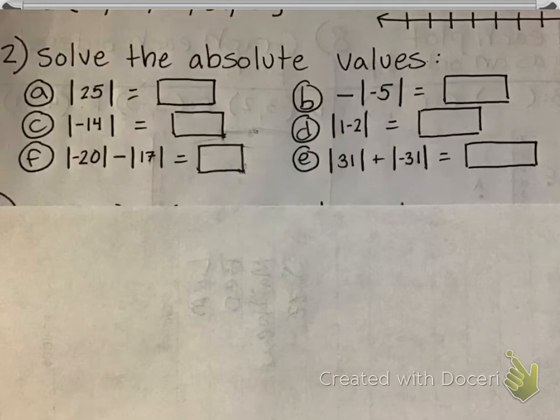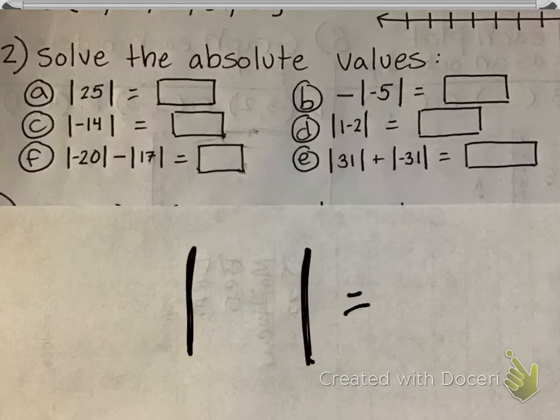Solve the absolute value. Before we start, who can tell me a fact about absolute values? Miles? If it's negative, but it's inside the 2 lines, it'll still be positive. So if it's inside the 2 lines, our answer is always positive. Exactly what Miles said.